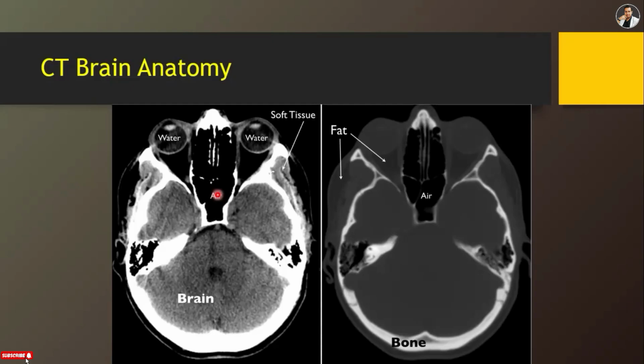The bone density is very simple. The bone density is plus 1000. The soft tissue has a medium density, like 50 to 100. The water density is near 0.